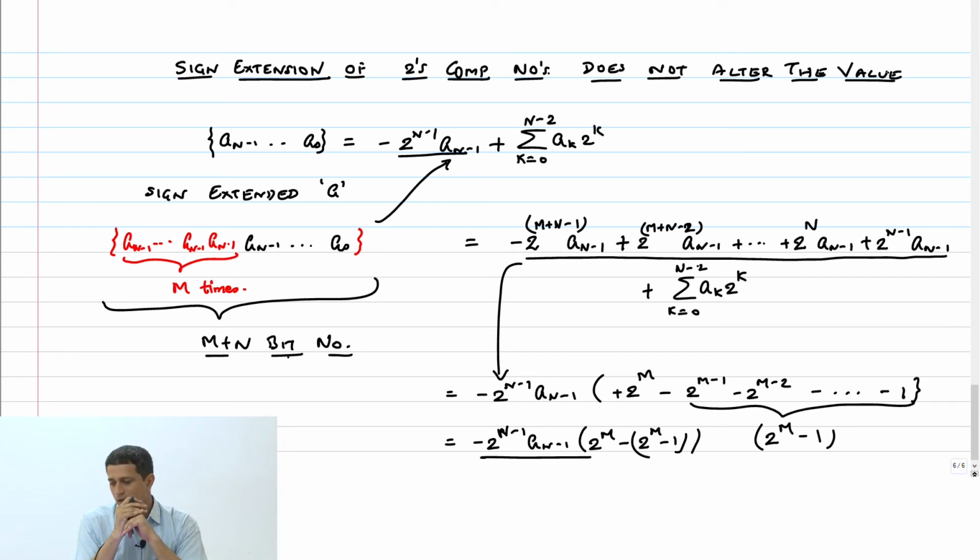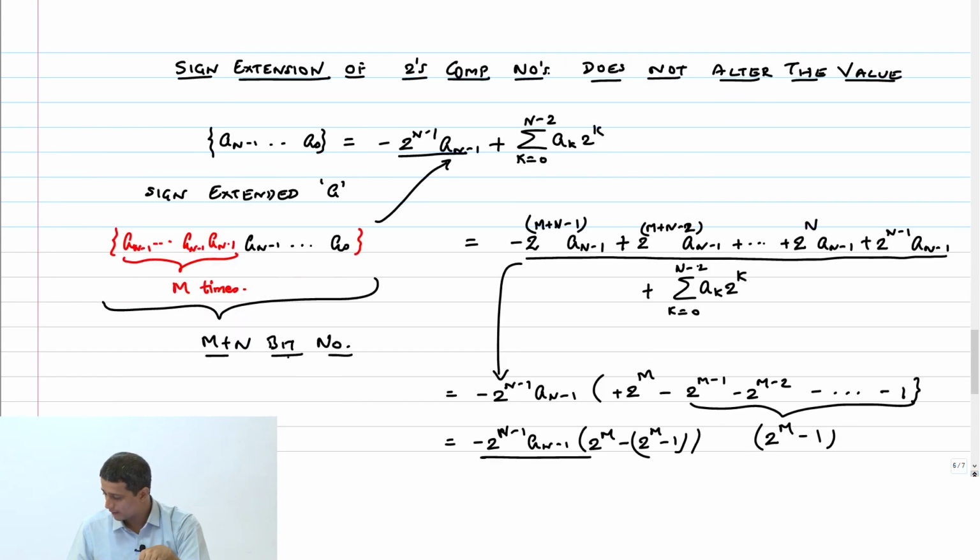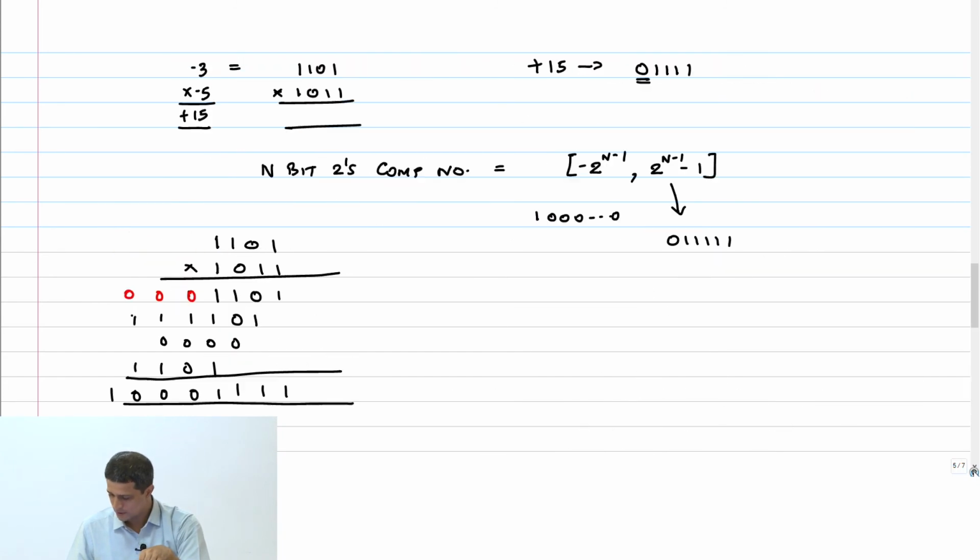Okay? So now let's go back and do the same example that we did, by correcting for the sign extension. So we had what? Minus 5 into minus 3, is it? Or minus 3 into minus 5? Minus 3 into minus 5. Let me just go back here and correct it.